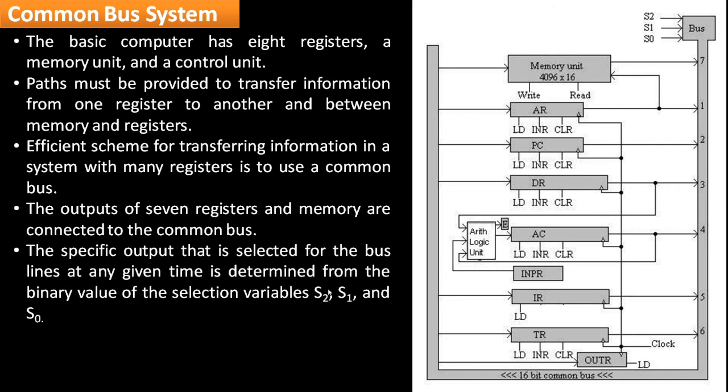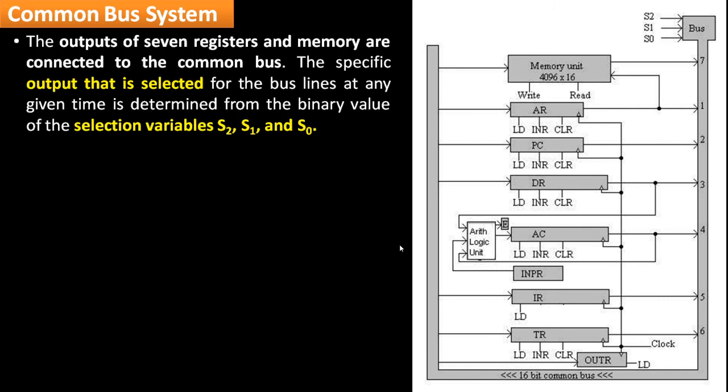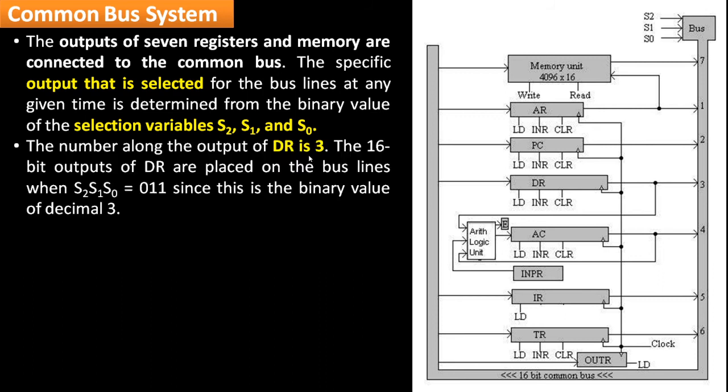The specific output selected from the bus lines at a given time is determined by the binary value of the selection variables S2, S1 and S0. Each and every register shown here is enabled by the selection variables S2, S1 and S0. The outputs of 7 registers and memory are connected to the common bus. The specific output selected from the bus line at any given time is determined by the binary value of the selection variables S2, S1 and S0.